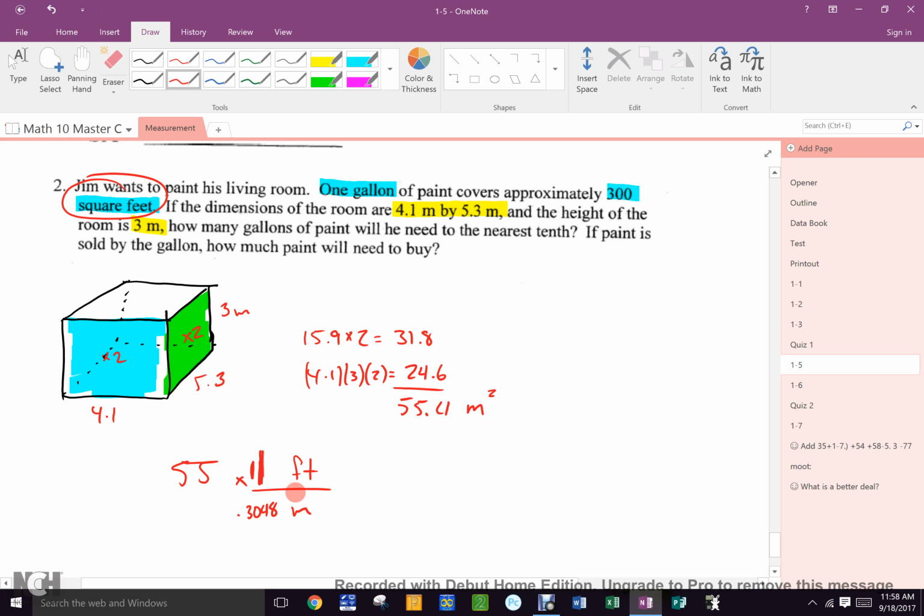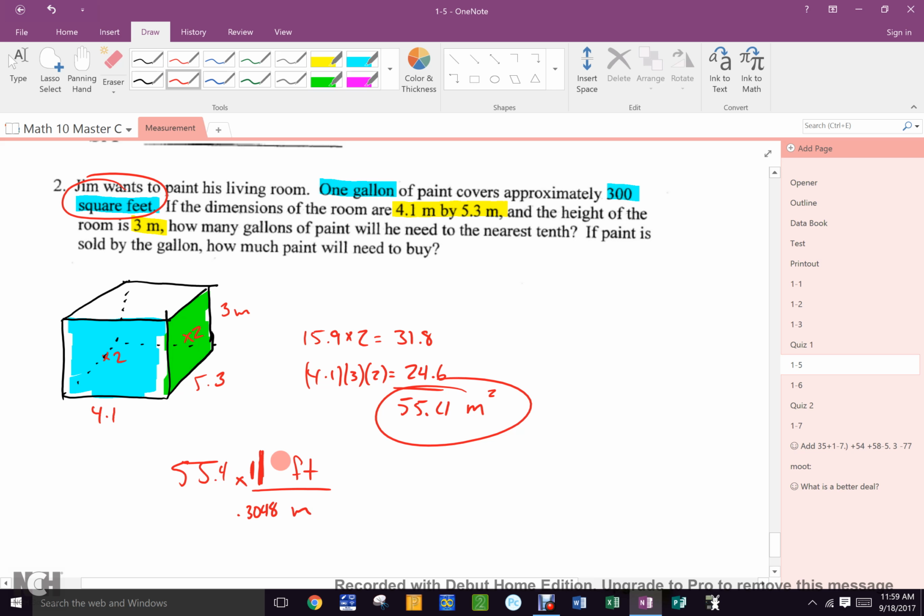I just told you that it was wrong. Why is that wrong, Yunji? Well, what I did was I changed the 3 meters and 5.3 and 4.1 to feet. You changed those to feet, yeah. So you got square feet here, didn't you? Does everybody understand what the problem is? If you change 55.4 meters squared and try to change it to feet this way, you're not going to get the right answer.